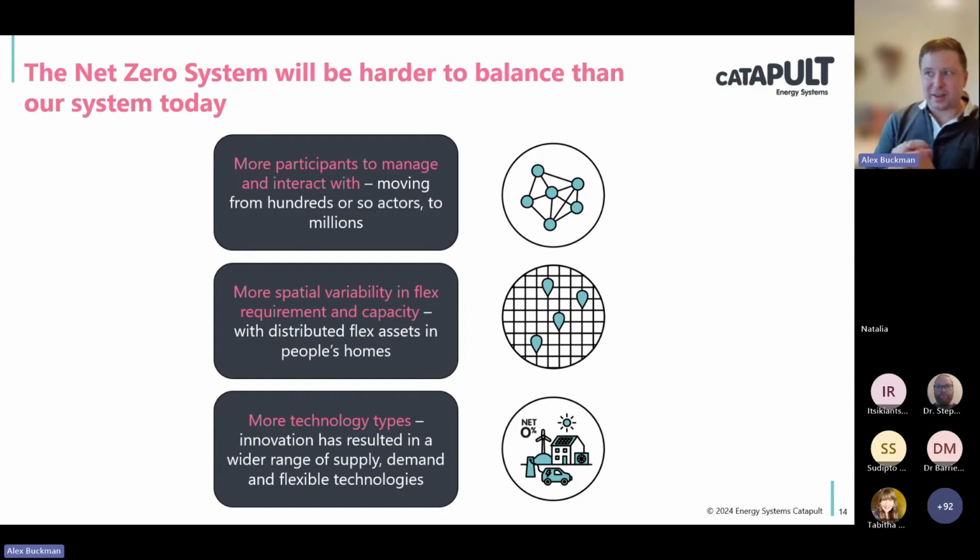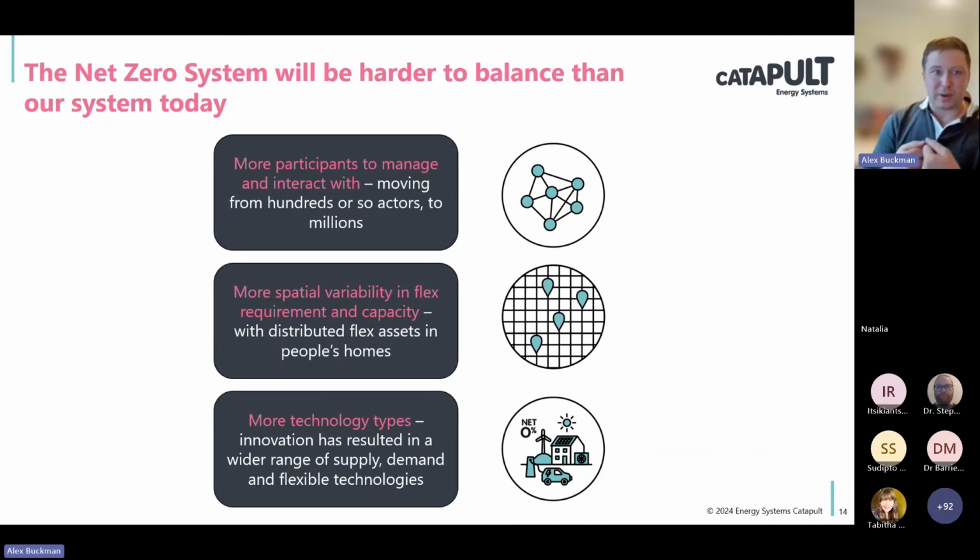That is a challenge in itself. Alongside that, you've got more spatial variability in flex requirements and capacity. The actual amount of flex that you can provide depends on understanding where all those assets are and where those varying demands are. Whereas previously there's been a lot of national system services, there's going to be a lot more requirement for spatially tailored services for flexibility, and to be able to manage assets at a finer spatial granularity.